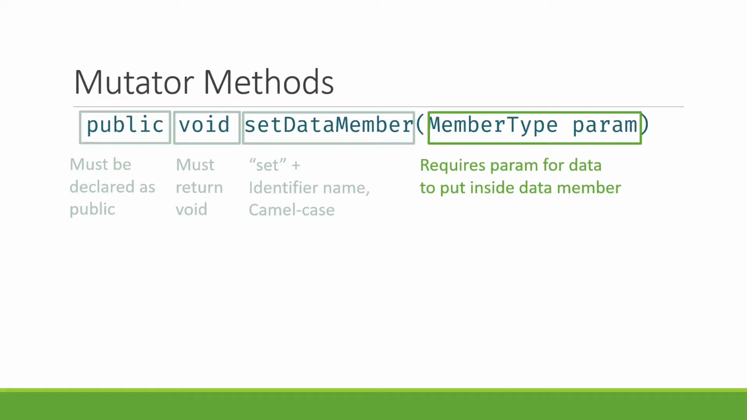That's because we use this set method to place a valid value into the data member. Therefore, this parameter is going to contain the value to place in the data member. That's why the data type has to match the data member type.